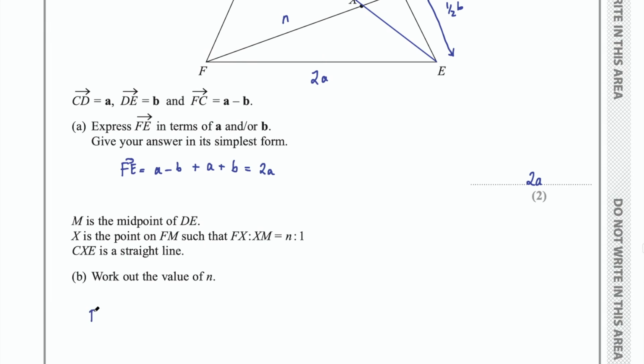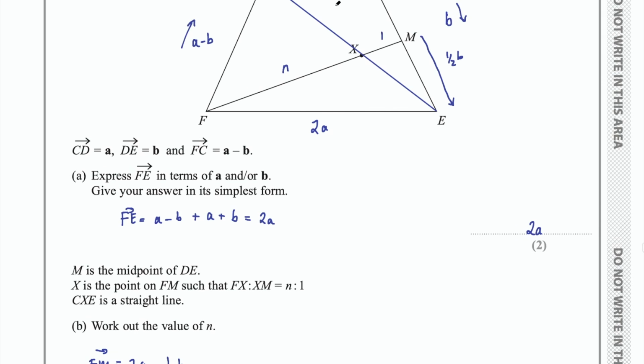So FM is 2a take half b. And I also want an expression or a vector of FX in terms of a and b. Or you can also do XM. So I'm going to choose FX, but just be aware there's a couple ways to do this. You can do FX or XM.